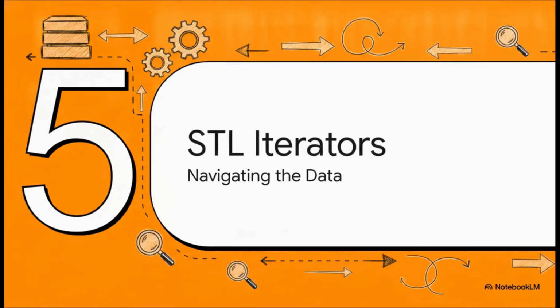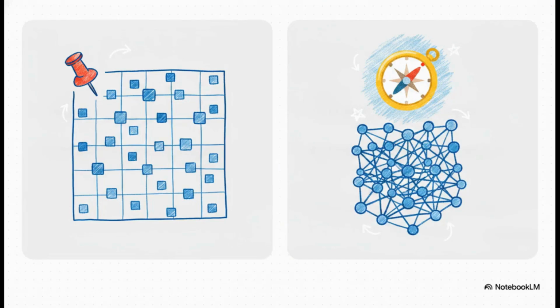Section 5. Iterators navigating the data. To really understand iterators, we kind of need to compare them to standard pointers. You likely already know that standard pointers simply point to general memory locations in your computer. Well, iterators act very similarly to those pointers, but they come with a distinct superpower. They are specifically designed and optimized to navigate STL data structures. They know exactly how vectors, lists, sets, and maps are built underneath, which allows them to work seamlessly across all of them.